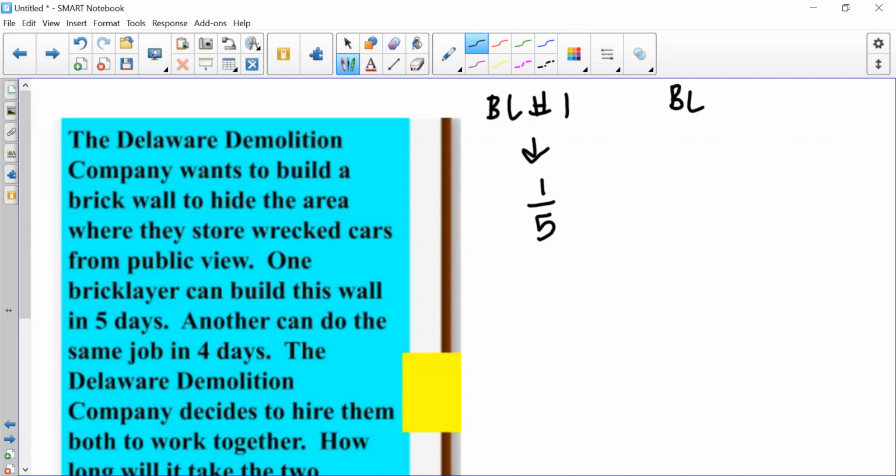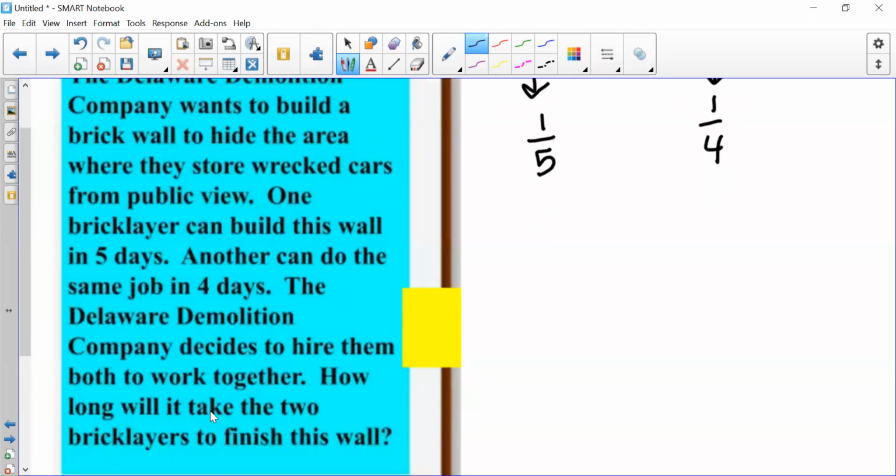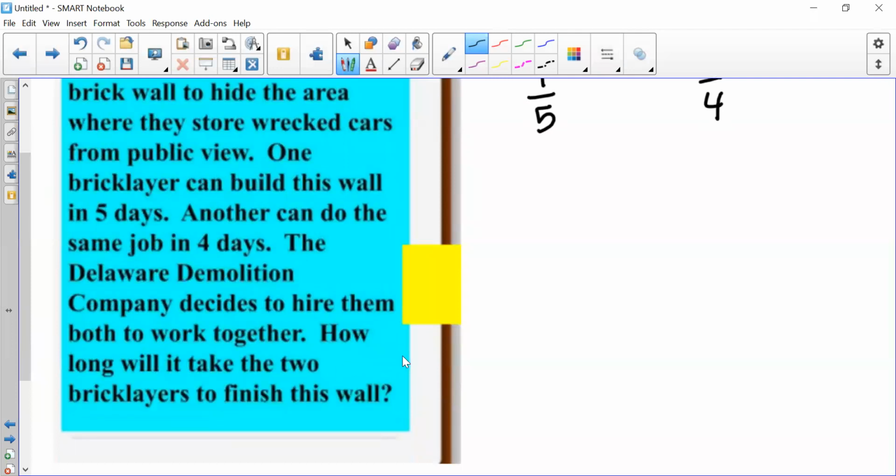Another bricklayer, bricklayer number 2, he can do the same job, so that makes the rate one job in 4 days. All right, so they decided they're going to hire both of them to work. How long will it take the 2 bricklayers to finish this wall? They're working together. How long will it take?